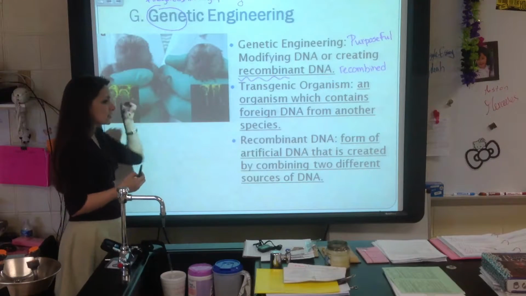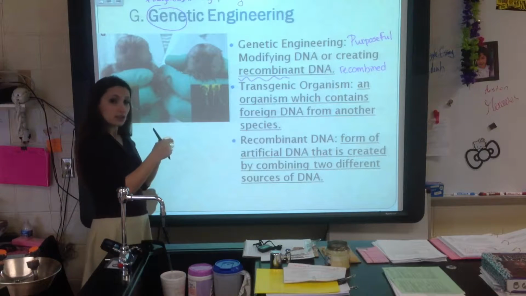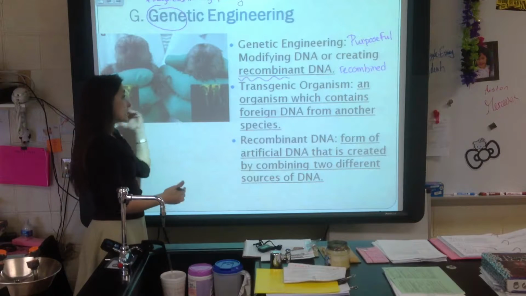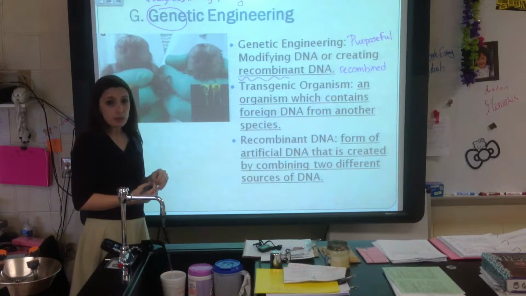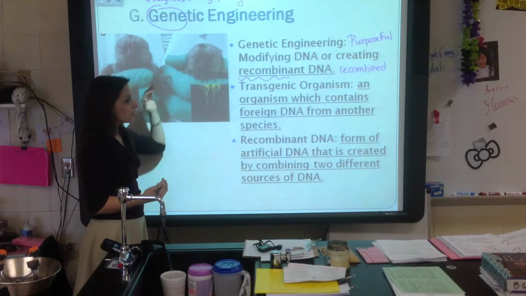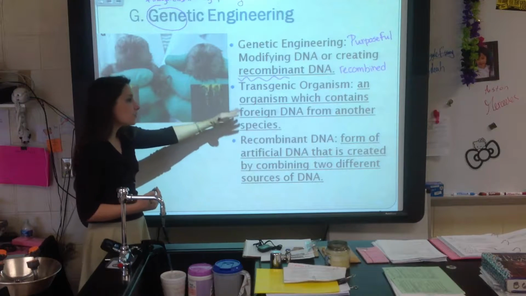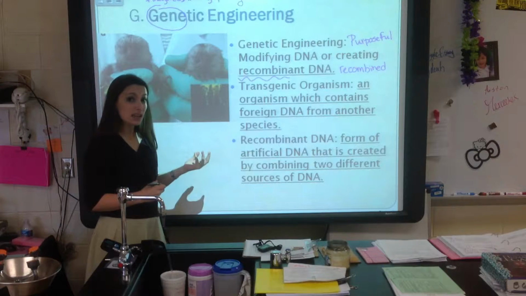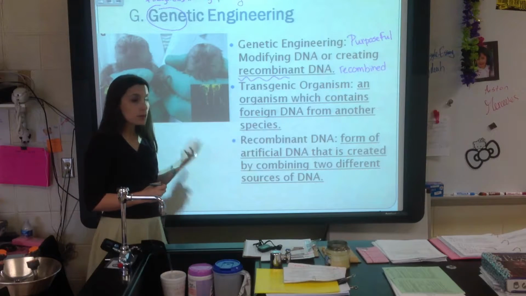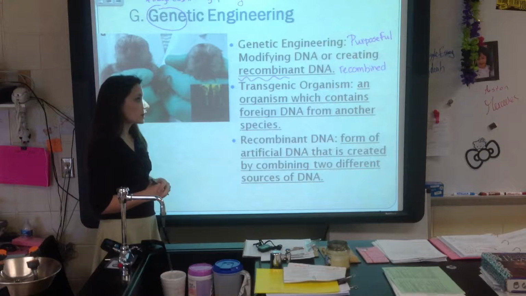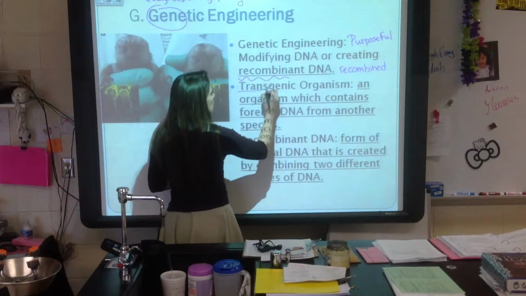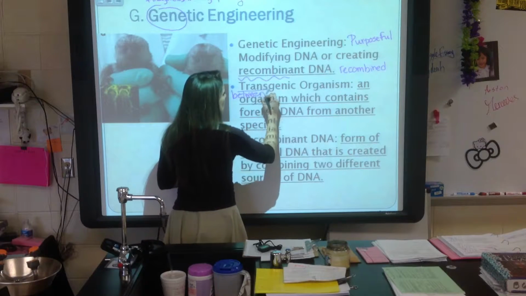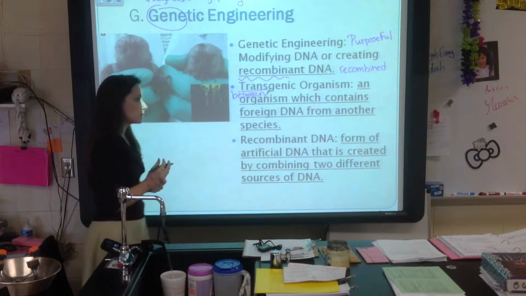However, how do we know that it has picked up the insulin gene? And so what they do is they take the glow gene, they put it next to the other gene that we want to put in there. And if both of them go in, then we see it glowing and we know the other gene made it in there as well. And so a transgenic organism contains foreign DNA from another species. It's where we've taken DNA that doesn't normally belong there and we've put it into that organism. So trans means between.